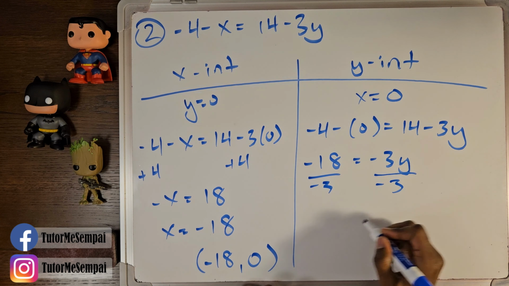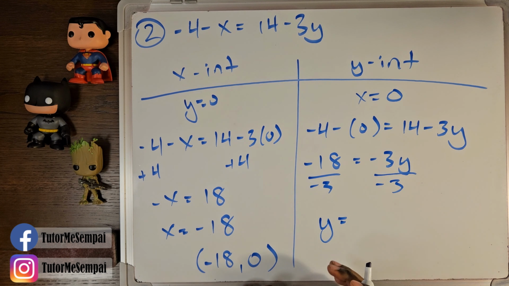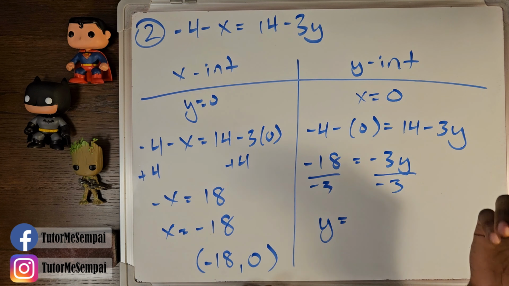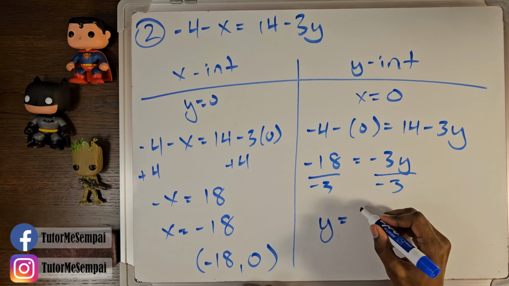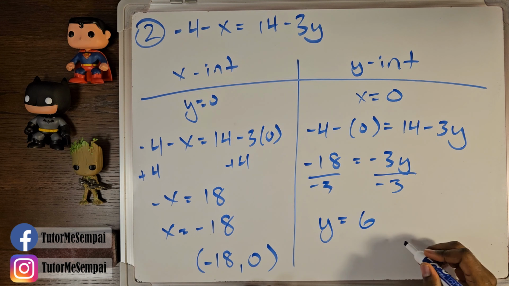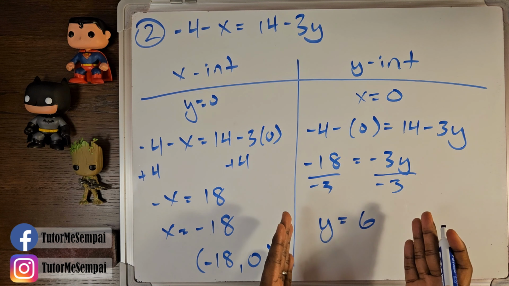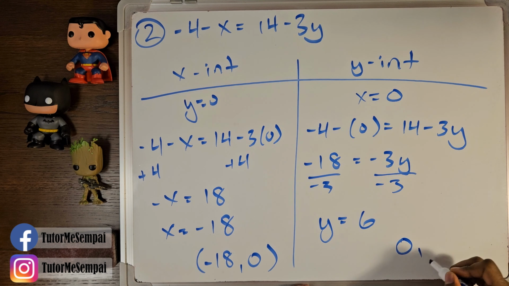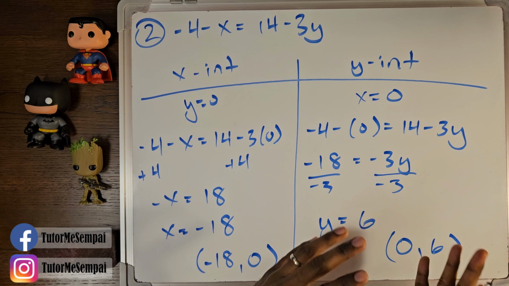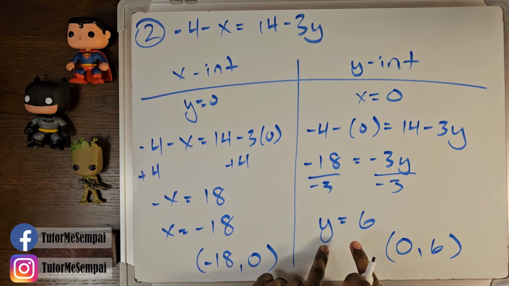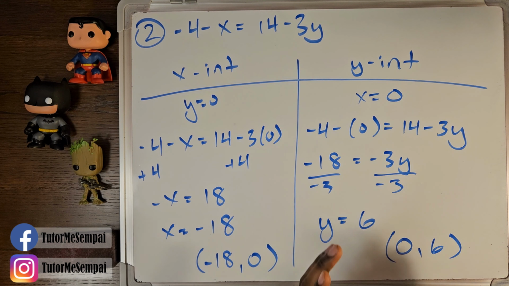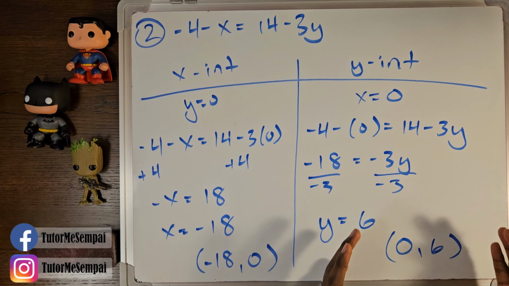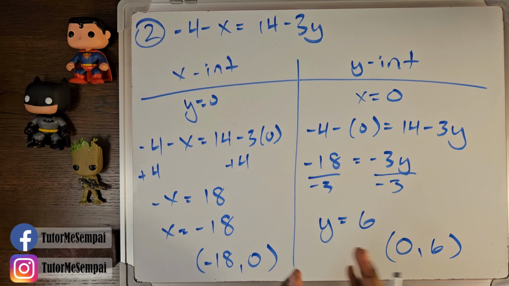That means our y, I'm going to write y on this side just so we can have it on the left. What's negative 18 divided by negative 3? That's positive 6. So that means that our intercept is going to be y equals 6, but our point is going to be 0, 6. So we intercept our y-axis at 6, but remember, if you want the entire point, you have to put that 0, 6. You need an x and a y coordinate.